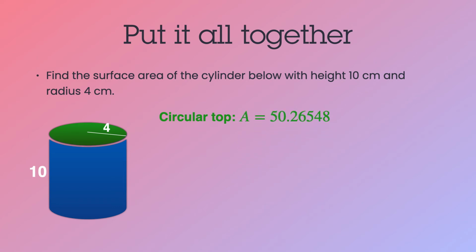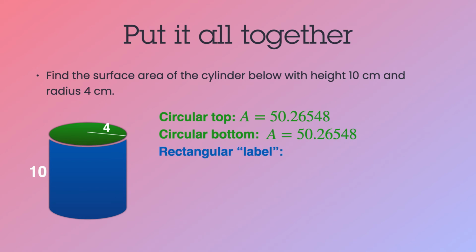We've got the top, now we'll go for the bottom. Lucky for us, the bottom is exactly the same as the top, so we've got that part already. Now let's find how big this rectangular label is. Now we decided this was a rectangle where we were going to use the height of the can multiplied by the circumference of the circle. So h times 2 pi r is that part of the formula. So we know the height is 10 times 2 pi times the radius, which was 4.